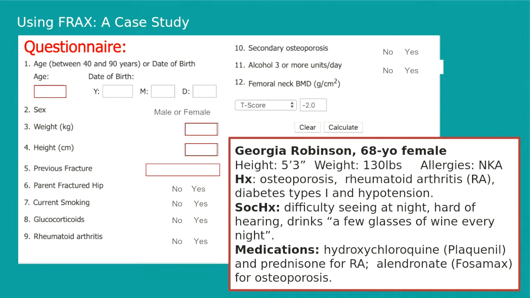Georgia Robinson, she's a 68-year-old female. She's 5'3", weighs under 30 pounds, doesn't have any allergies, has a history of osteoporosis, rheumatoid arthritis, diabetes type 1, and hypotension. Her social history: has difficulty seeing at night, hard of hearing, drinks a few glasses of wine, and takes hydroxychloroquine and prednisone for her rheumatoid arthritis, alendronate for osteoporosis.